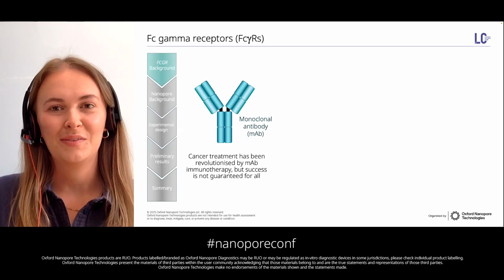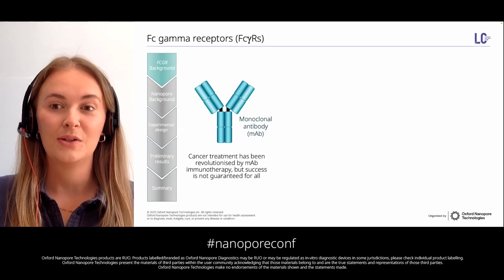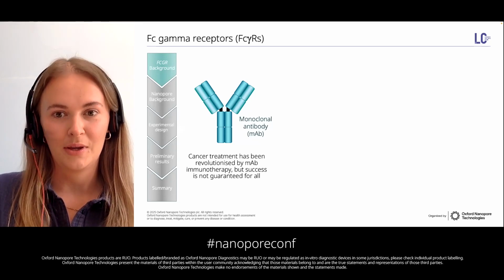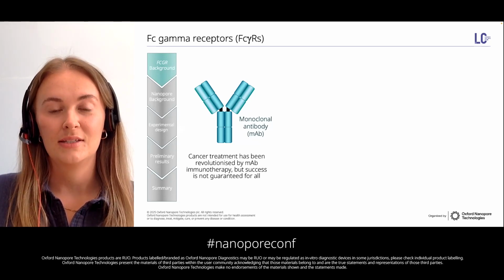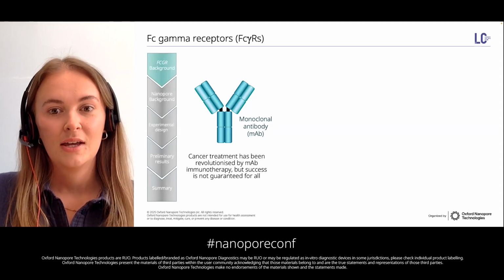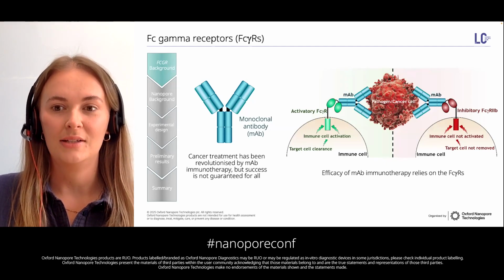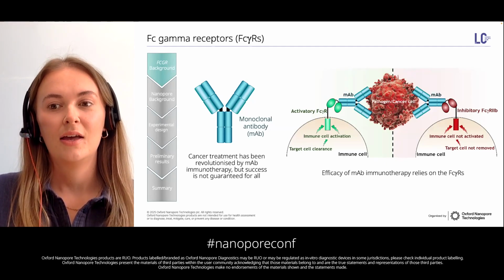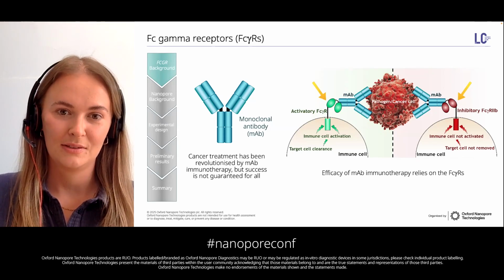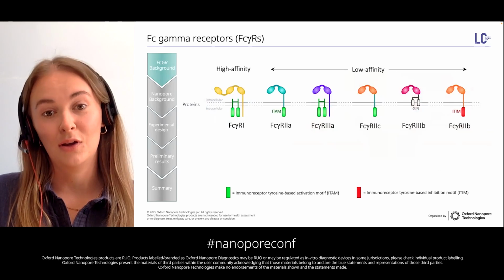So I'll begin with just a bit of background. Monoclonal antibodies now play a fundamental role in cancer therapy alongside the traditional chemotherapies. However, many patients still face persistent challenges of resistance and relapse. The success of these monoclonal antibodies depends on their ability to engage with a specific family of cell surface proteins called the FcγR receptors. There is one high affinity receptor and 5 low affinity.